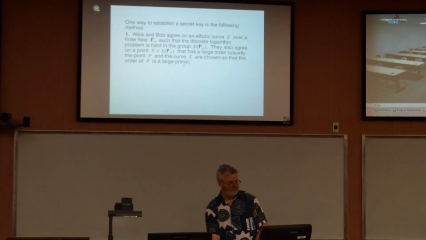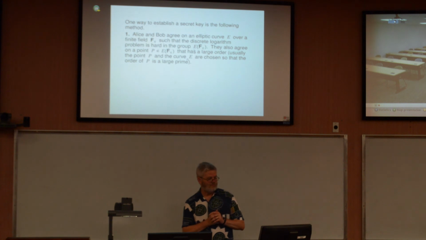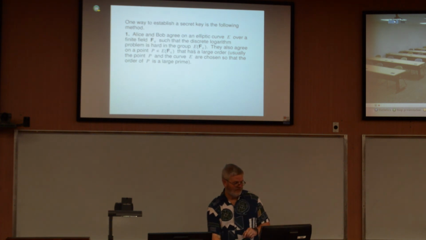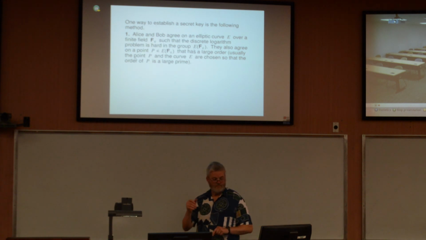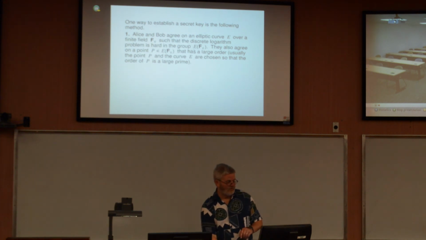Alice and Bob agree on an elliptic curve E over a finite field F sub Q, such that the discrete logarithm problem is hard to solve in that elliptic group. They also agree on a point. Remember that this group is made up of points that has a large order. Usually the point P and the curve E are chosen so that the order of P is a large prime.